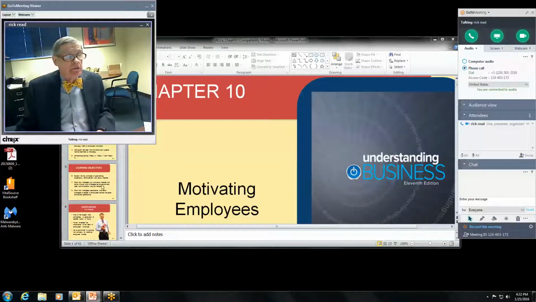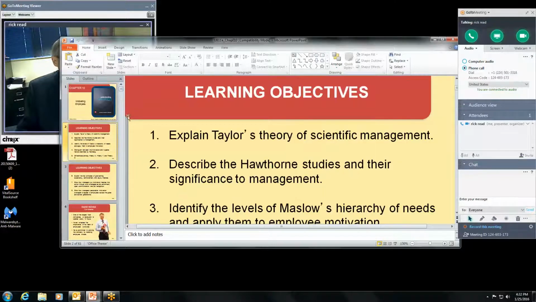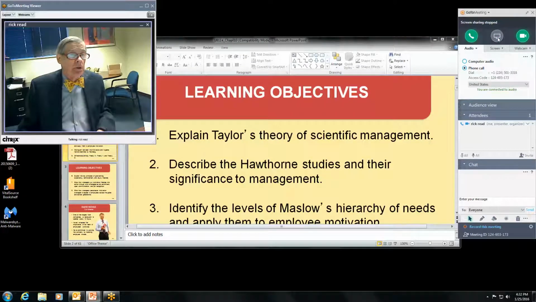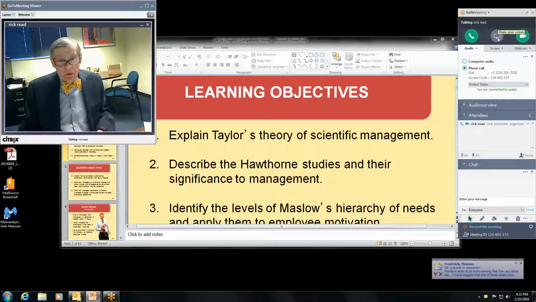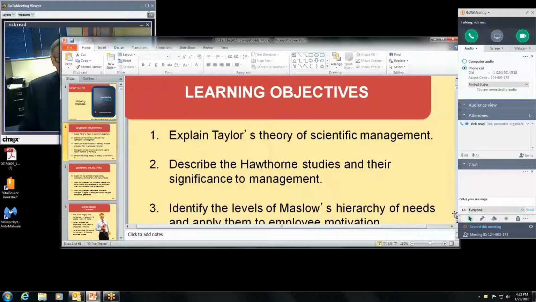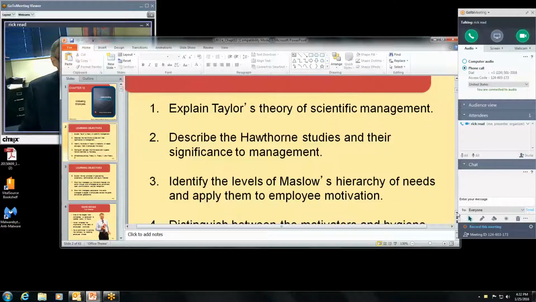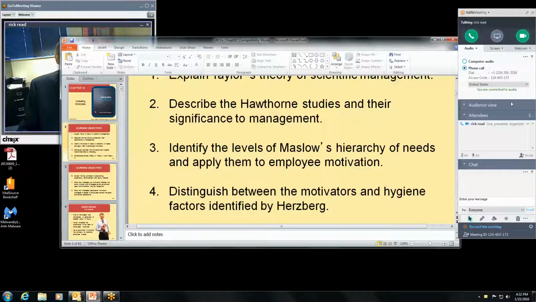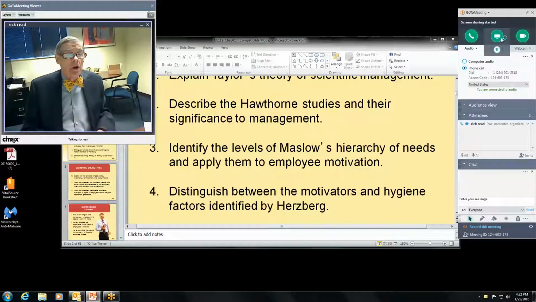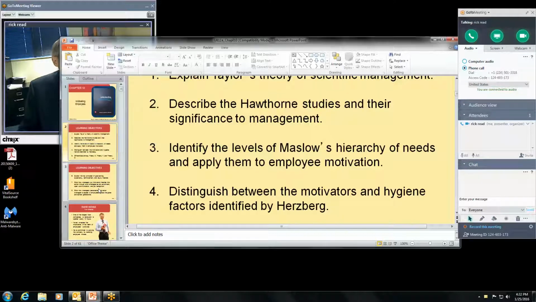So let's begin with Chapter 10, Motivating Employees. Learning goals for this chapter. Explain Taylor's theory of scientific management. Our old friend Fred Taylor. Describe the Hawthorne studies and their significance to management. Identify the levels of Maslow's hierarchy of needs and apply them to employee motivation. Distinguish between the motivators and hygiene factors identified by Frederick Herzberg.